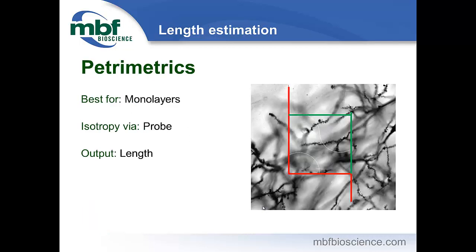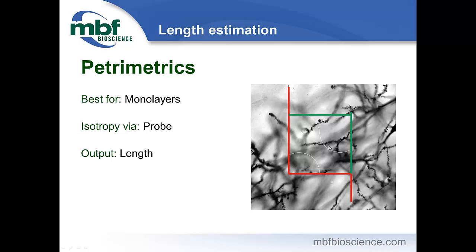So if you have a monolayer, the method that you can use to estimate length is a technique called petrometrics. In this case, you do get anisotropy via the probe, and the output is length. You would have a cycloid shape that is presented across your tissue in a systematic and random way, and you would indicate by placing a marker on each point where the fiber crosses the probe itself.